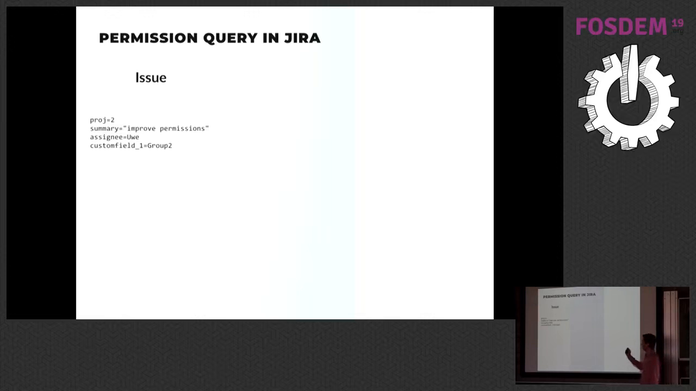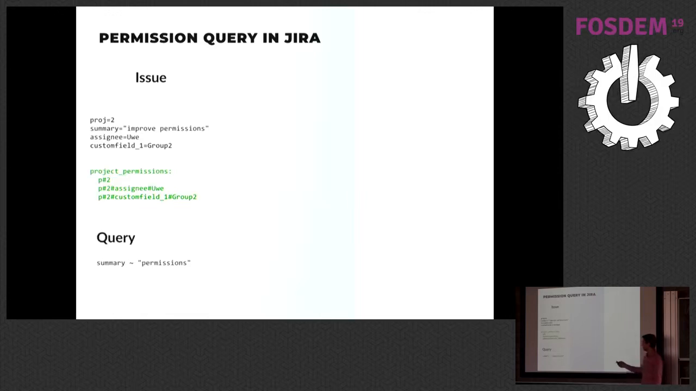But we now added a new field, project permissions, where we index combinations of these values. So we index P2 for project, P2 assignee Uwe for the pair of project and assignee, and then P2 custom field 1 group 2 for the pair of project and custom field. And now let's see how the search looks like.